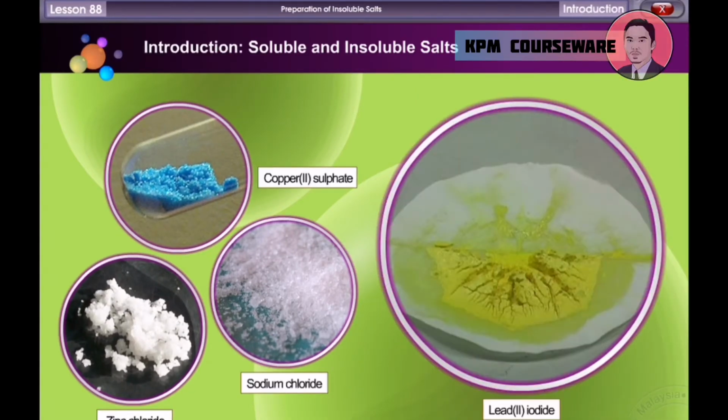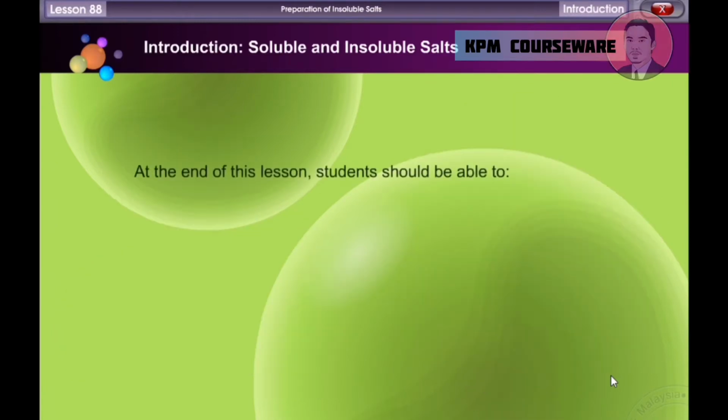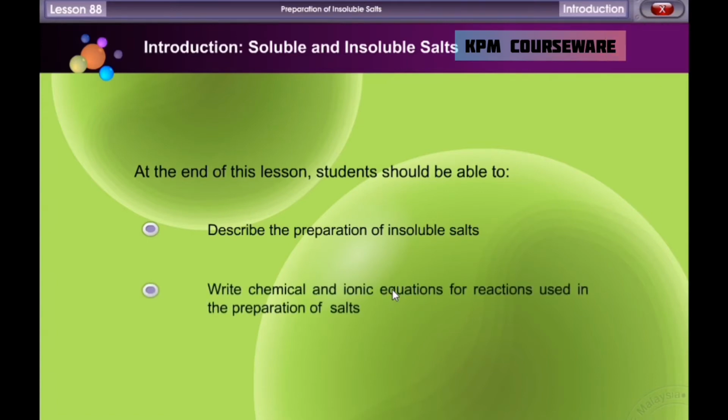Lead(II) iodide is also a salt. However, physically it is different from the other salts. Does that mean lead(II) iodide is prepared differently than the other salts? Let's find out. At the end of this lesson, students should be able to describe the preparation of insoluble salts, and write chemical and ionic equations for reactions used in the preparation of salts.